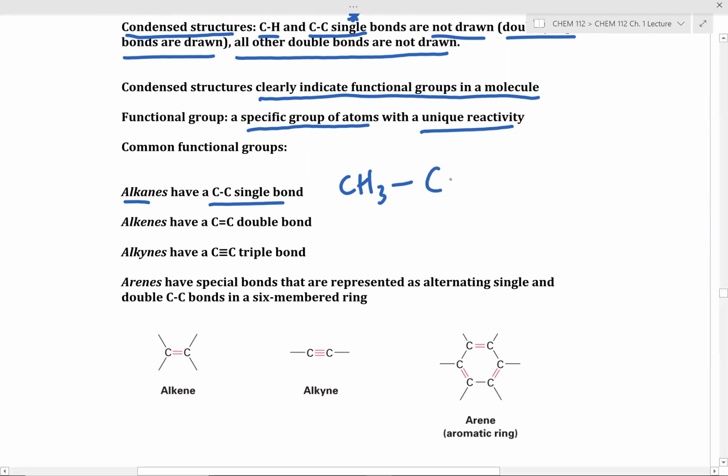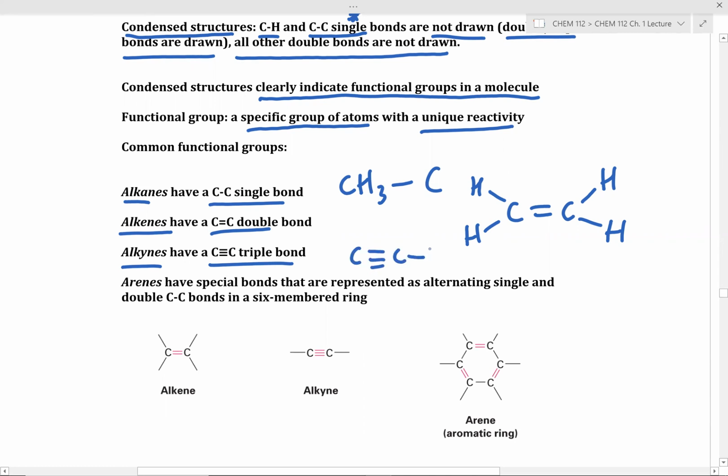So the CH3 group is attached to our carbon. So we have an alkyl group or an alkane. Alkenes have a carbon-carbon double bond. For example, that found in ethylene. And alkynes have a carbon-carbon triple bond, such as that found in acetylene.